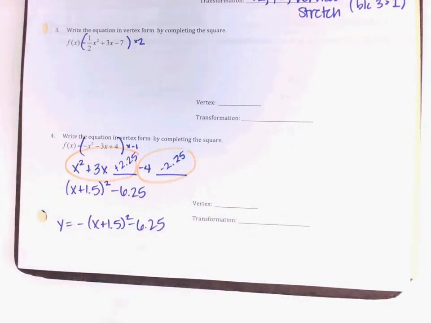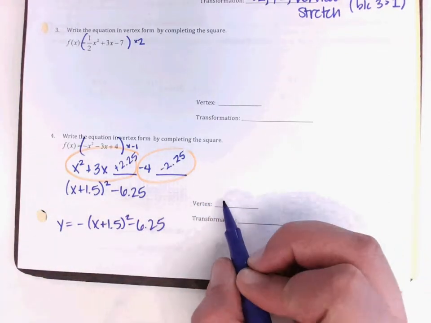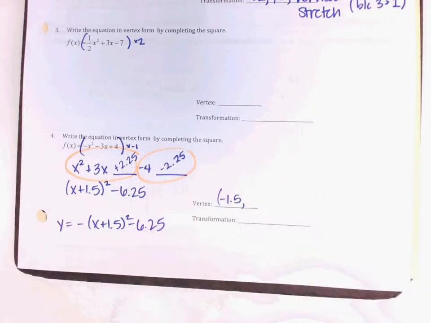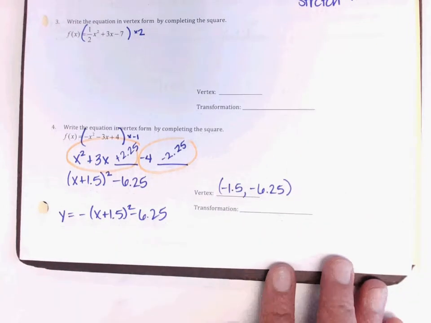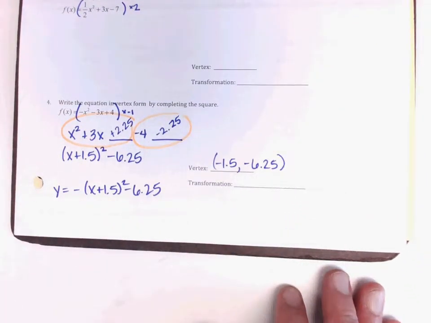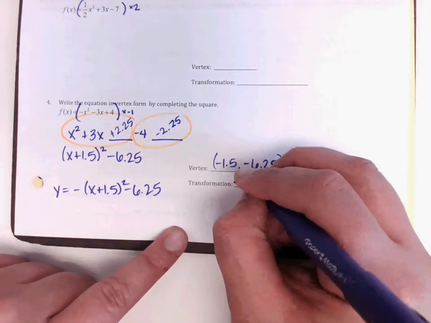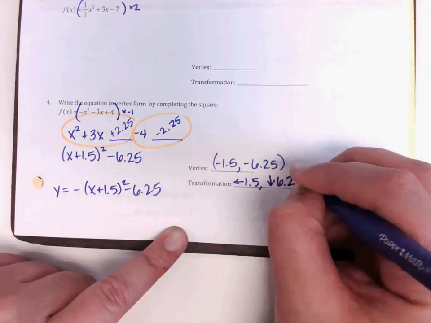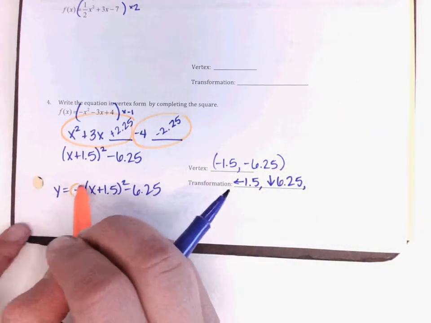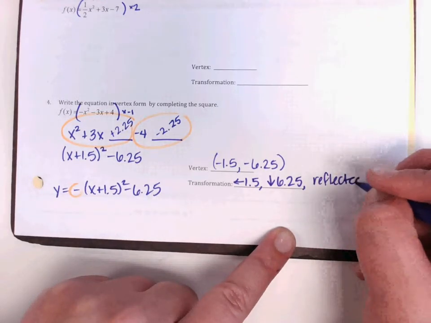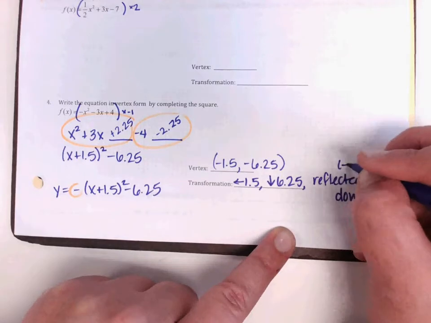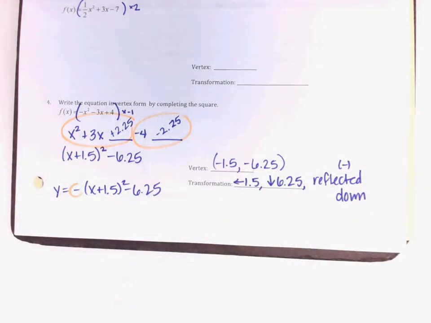Okay, from there, what's my vertex? Negative 1.5, negative 6.25. Very good. Then your transformation, you would list, I'm going to the left 1.5, down 6.25, and then what does the negative in the front mean for the graph? It's going to be flipped or reflected down. Okay, that's what the negative does. So if it's a number bigger than one, it's a stretch, smaller than one, it's a compression, and then a negative reflects it down. Good on that?